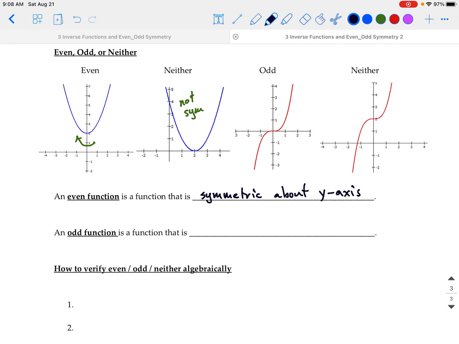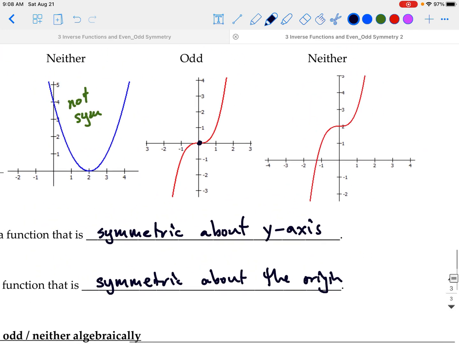We can't have x-axis symmetry for a function. So we'll look at x-axis symmetry with conic sections, but not with functions. But an odd function is a function that is symmetric about the origin. So if we are symmetric about the origin, you can think of that a couple different ways.